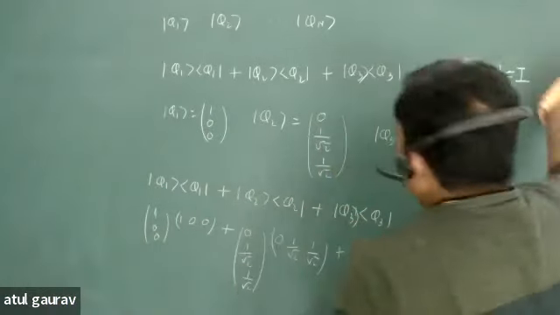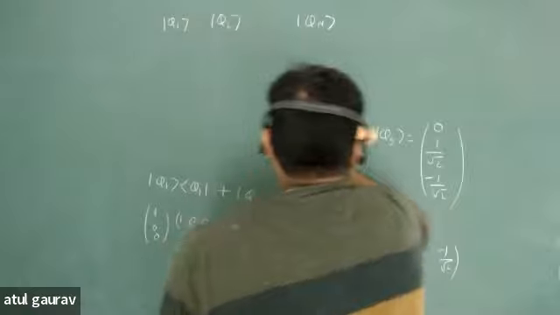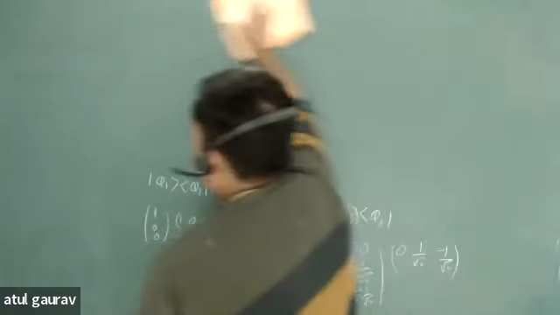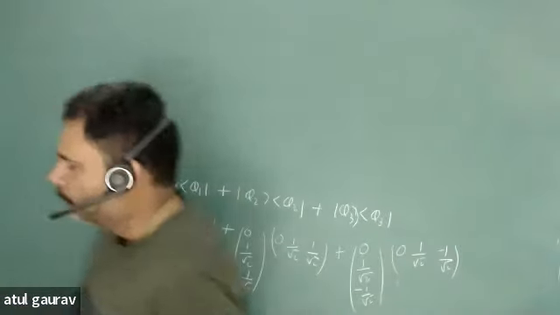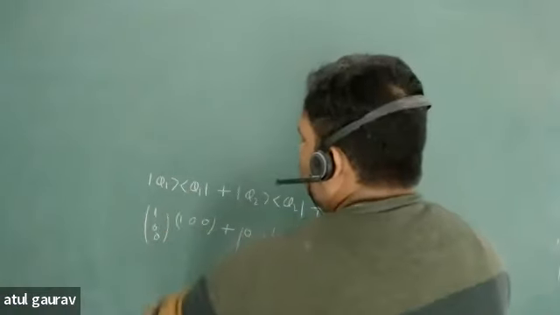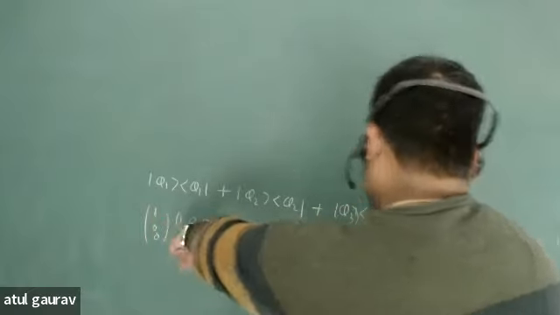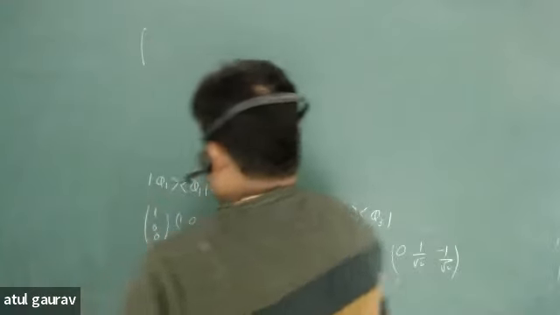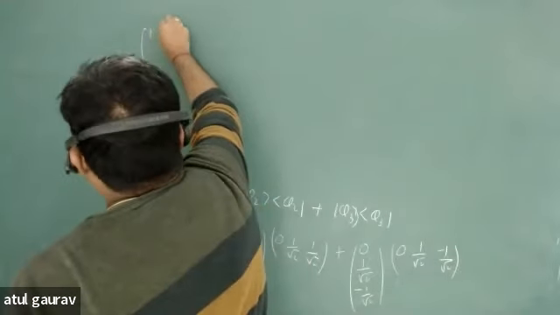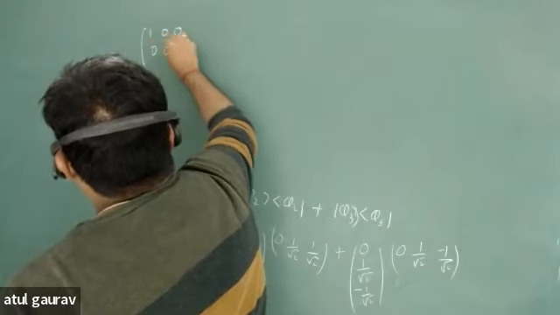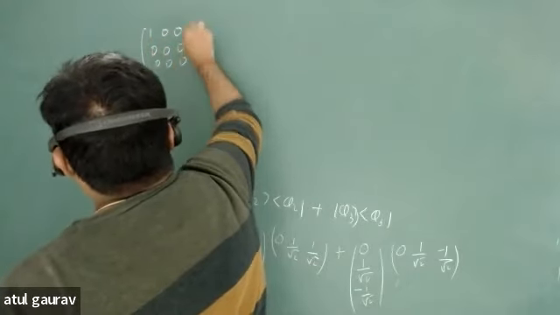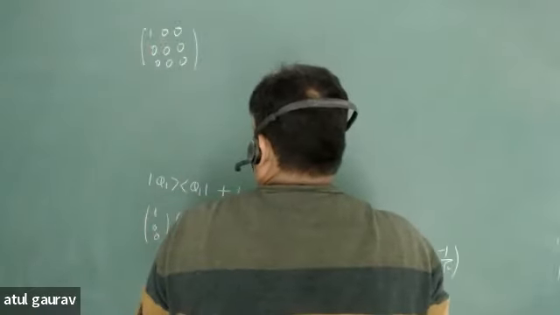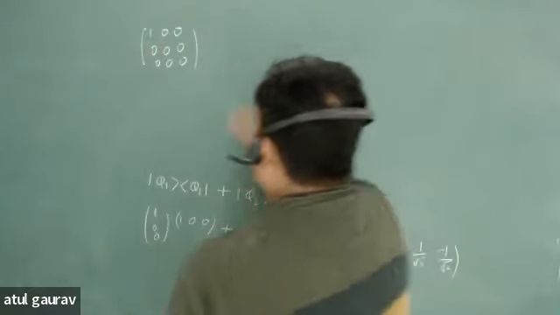Now, what will be this matrix? So this is matrix or number? Matrix. So what will be this matrix? 1 and all other are what? 0. 1 1 1 1 0 0 1 0 0. So you can use this thing. Next.